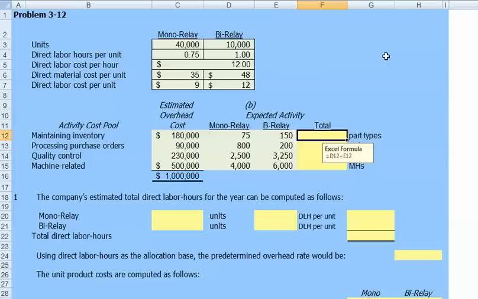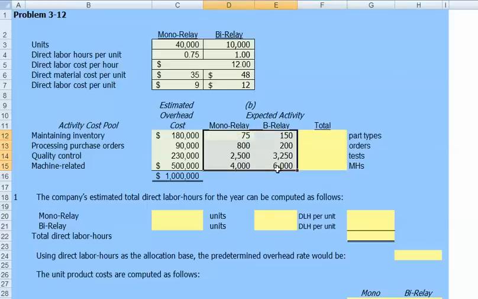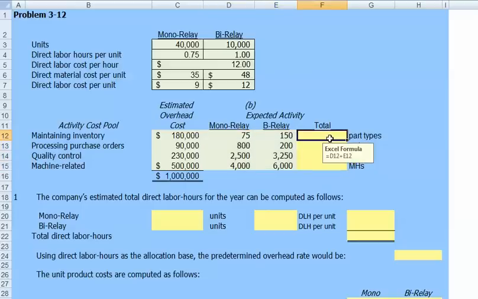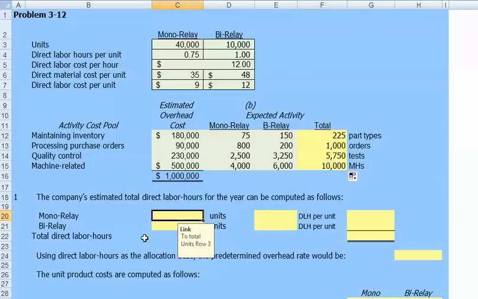answers will change accordingly. All right, first thing we need to do is calculate activity rates. We're going to take our estimated cost divided by estimated activity levels. We need to get the total activity levels. So that's simply going to be our E12 plus D12, and once I've entered in that formula, I can copy it on down. The mono relay, in terms of units, that's going to link to cell C3 up above. That was my input field.